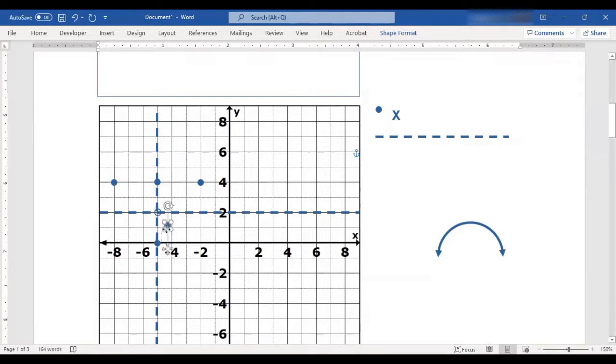So we go up 2 and then over 1, 2, 3. And then here we are, and we can do the 4 points of the box.